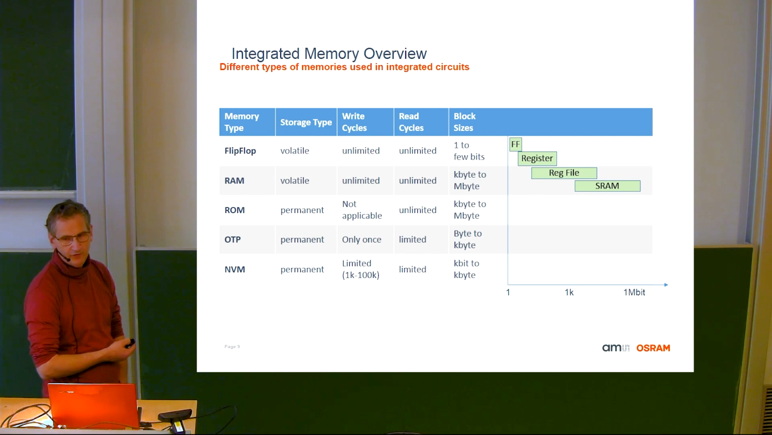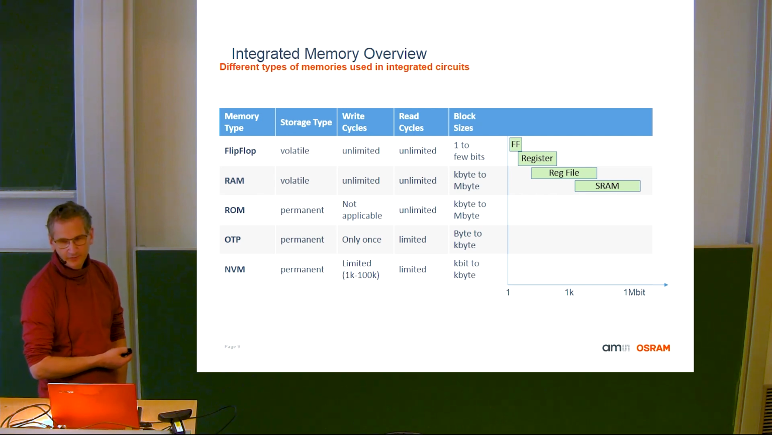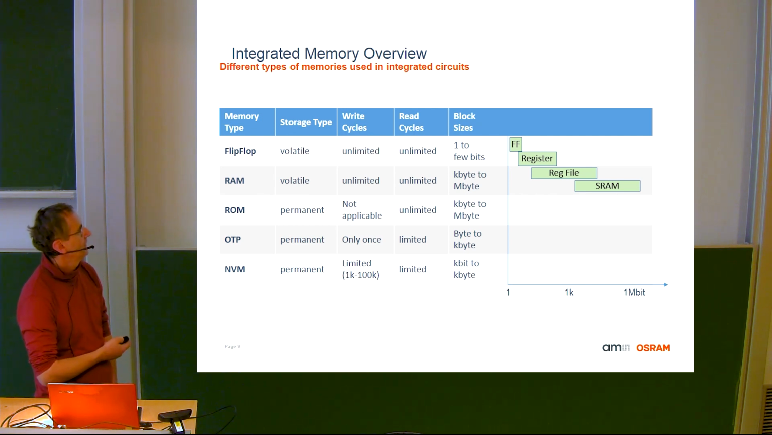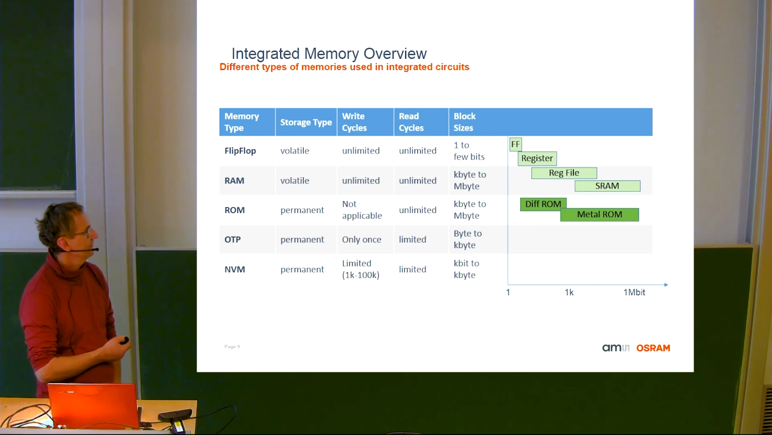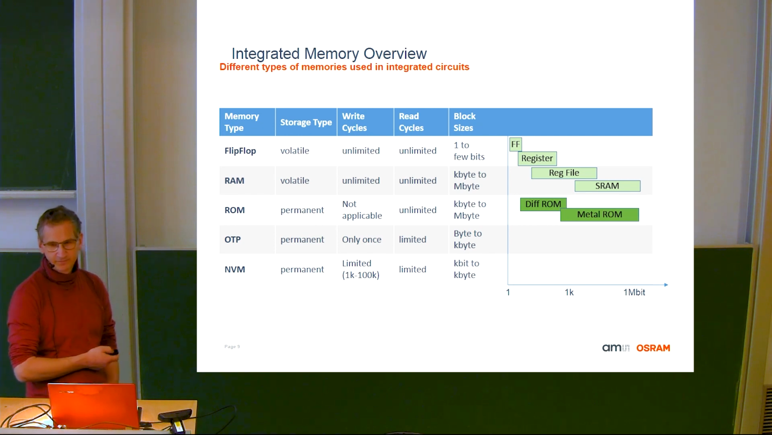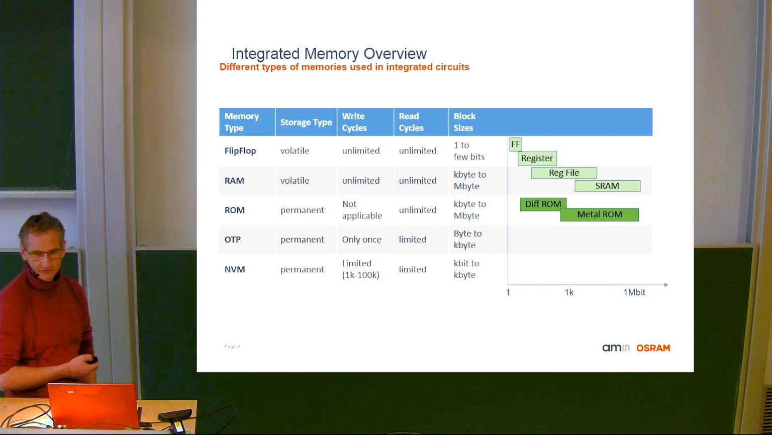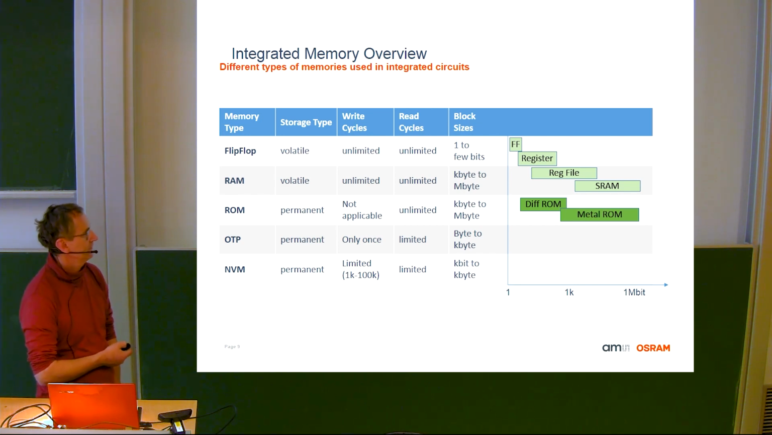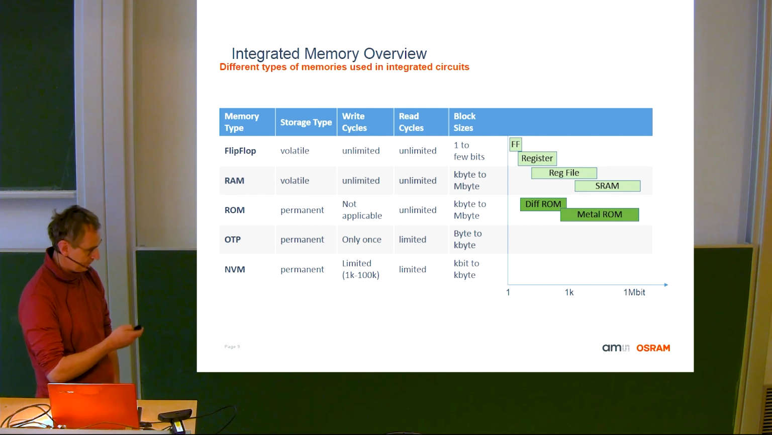So you try to optimize this. And this is covering, you see, from a few bits up to megabits. So here you can be creative. On ROM, there are two different main types that we see, a diffusion ROM or a metal ROM. I will come to this later, how you distinguish between these. But it's about which masks you need to change to program code into the ROM.